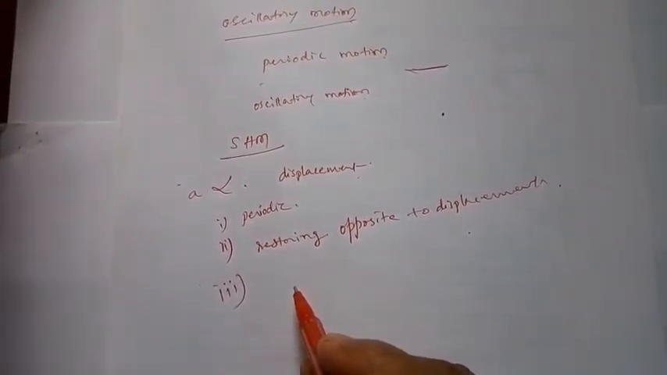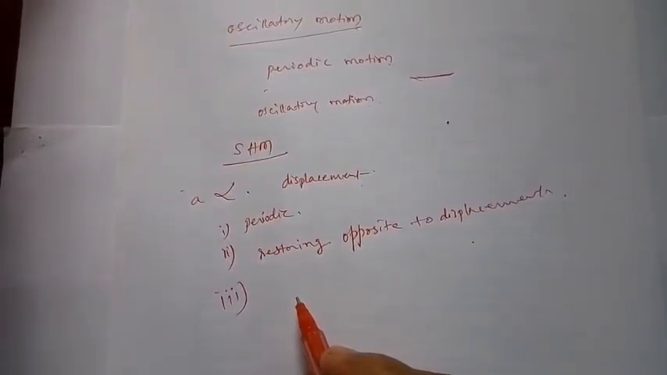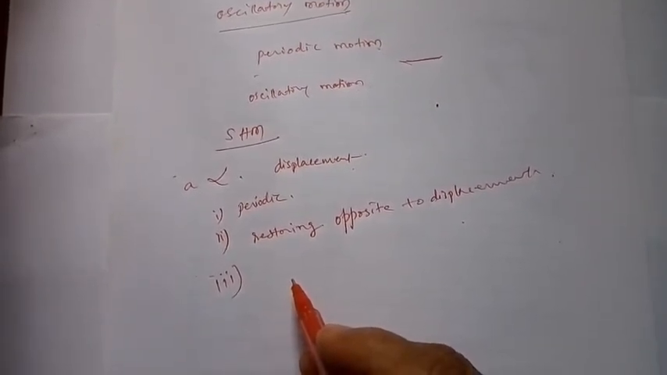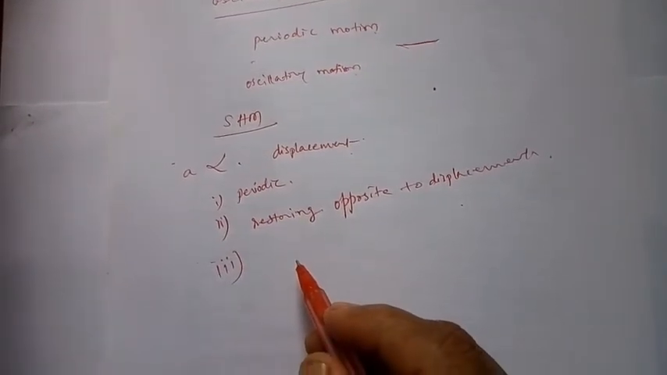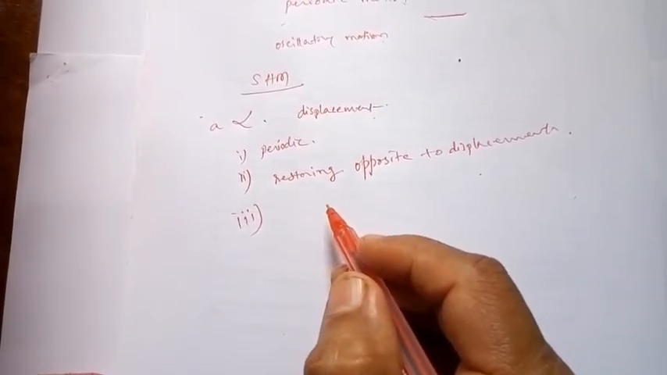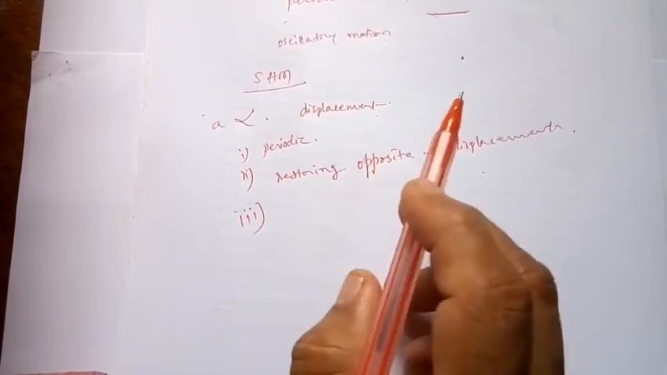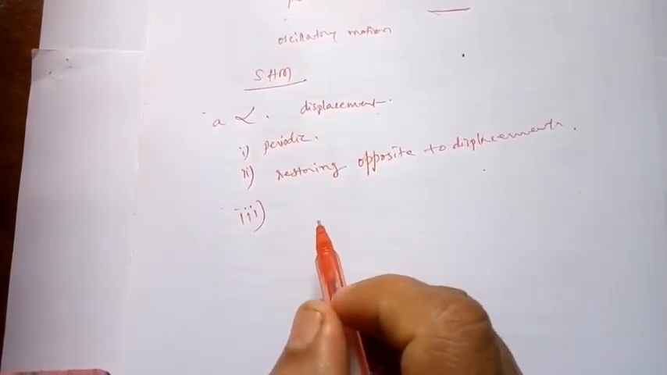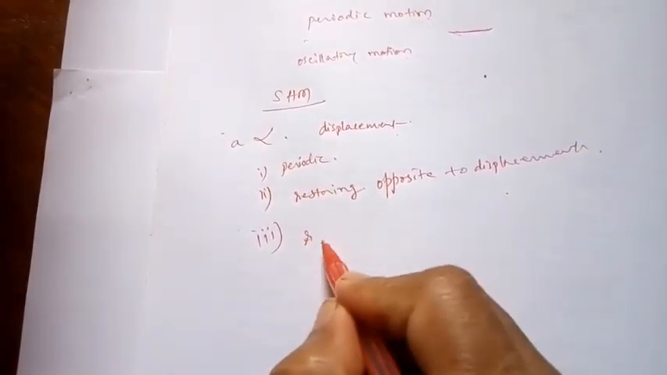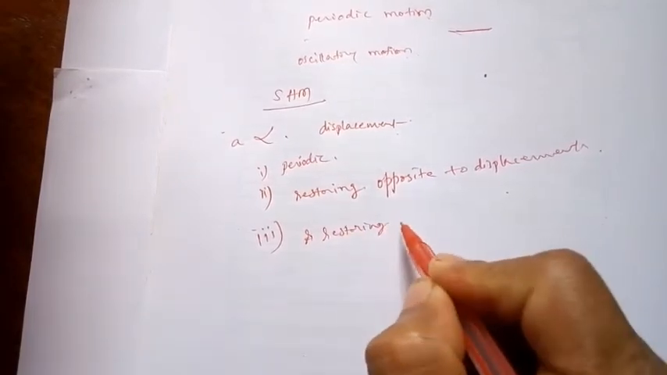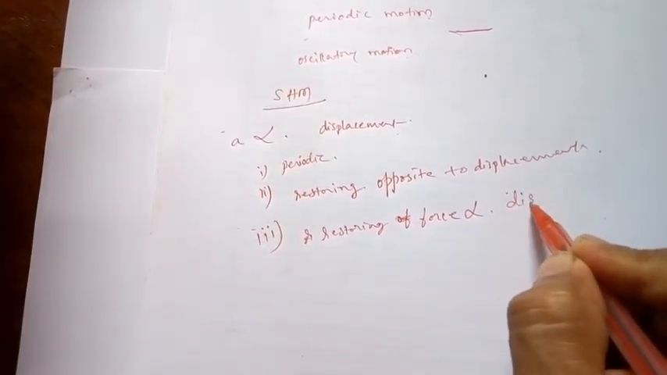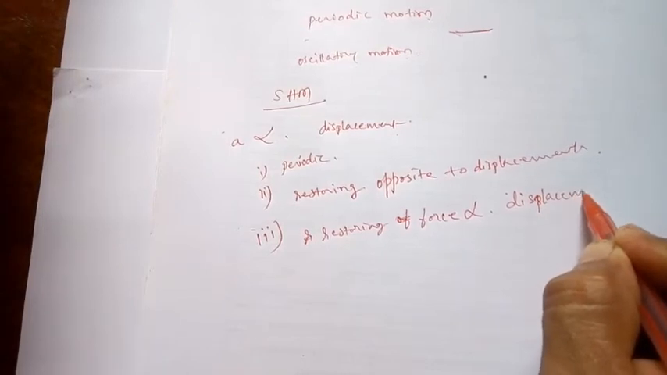To understand this, you can take a spring and try to stretch it. Give a small amount of stretch, you experience a small amount of opposing force. As you increase the stretching amount more and more, you find that the opposing force also increases. That means restoring force is directly proportional to displacement. Okay, so it is opposite as well as proportional to displacement. So restoring force is proportional to displacement.